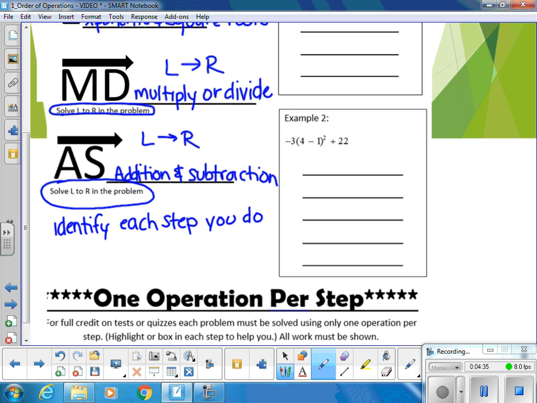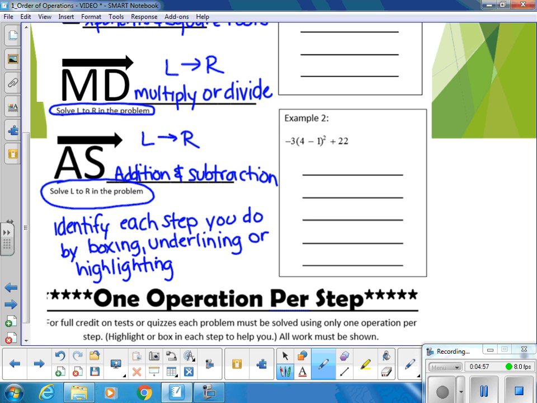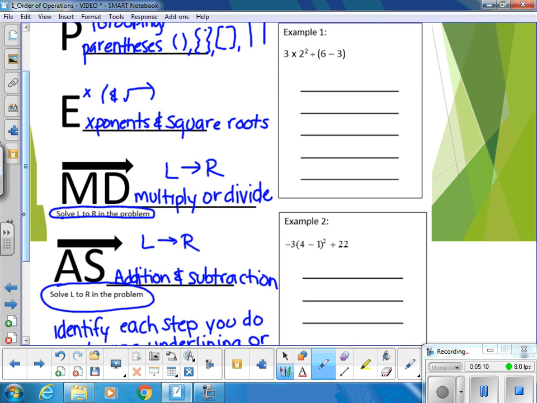You can say each step that you do by boxing it or underlining it or using a highlighter. Highlighting the step. That's going to help you know what you've used and help me see what you've used. So as you're solving the problem, you know what hasn't been used so you can bring it down. Let me explain what I mean.